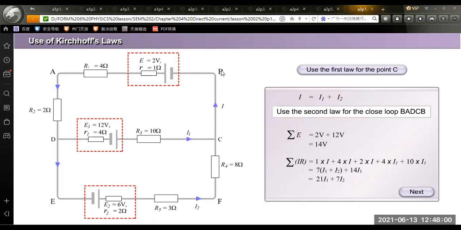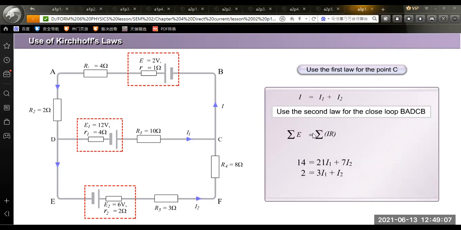I times 4, okay. 1 times I for the first internal resistance, 1 times I plus 4 times I plus 2 times I, plus I1 times R1, which is 4, plus I1 times 10, I1 times 4, then the rest we use I. Then we get 7I1 plus I2 plus 14I1. So we simplify: 21I1 plus 7I2.